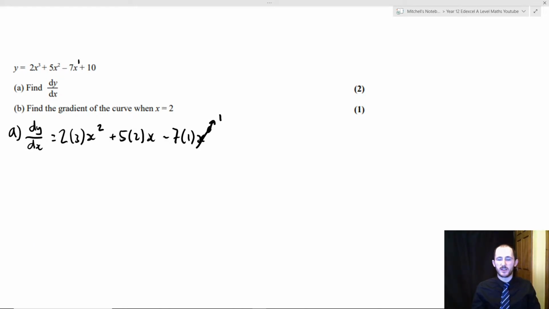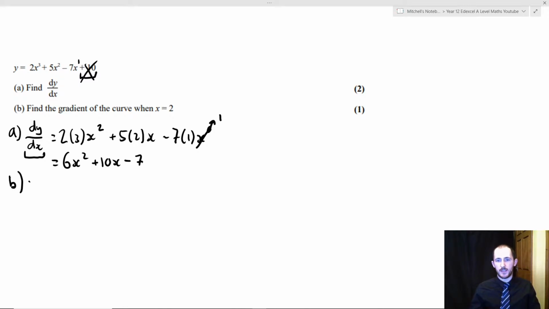So we can kind of ignore it. Now with constants, they just go to 0. So now if we simplify this, we have 6x squared plus 10x minus 7. And now for part B, it just says find the gradient of the curve. Well, this thing here is an equation for the gradient of the curve.